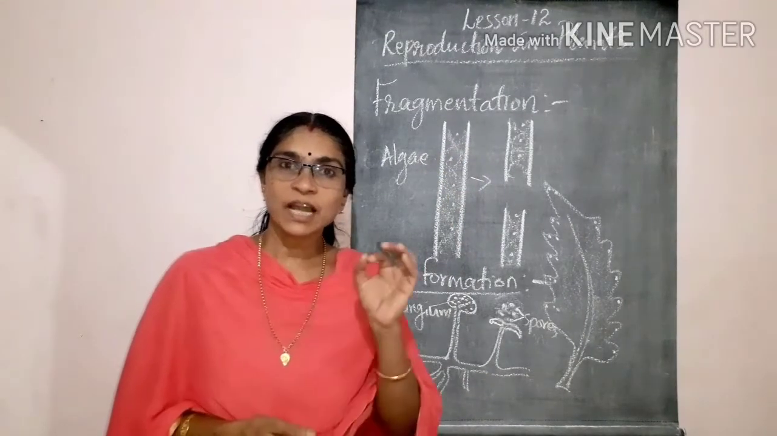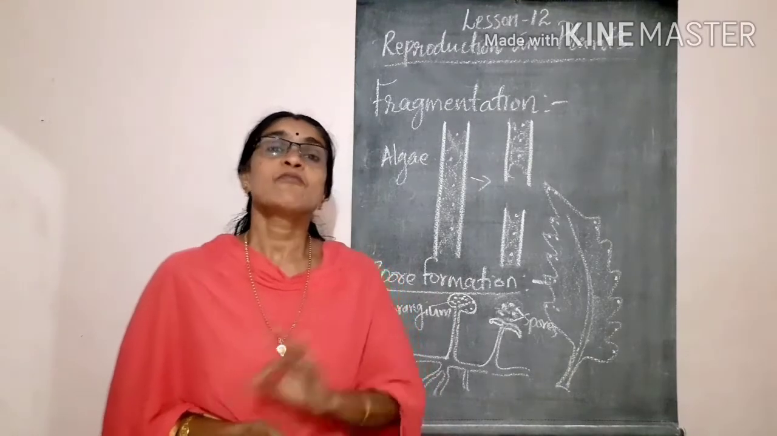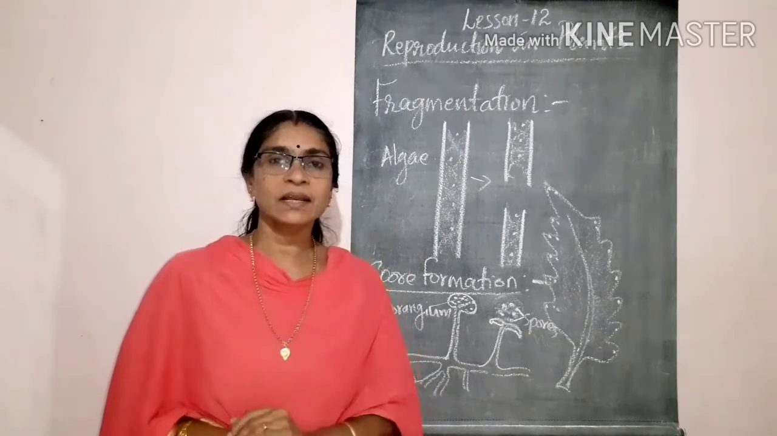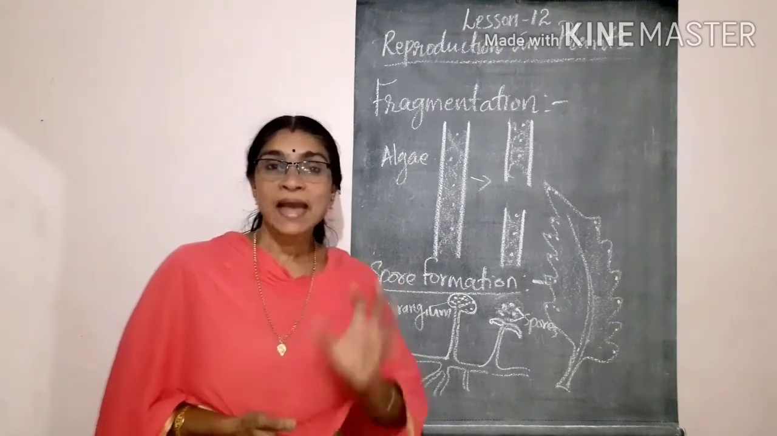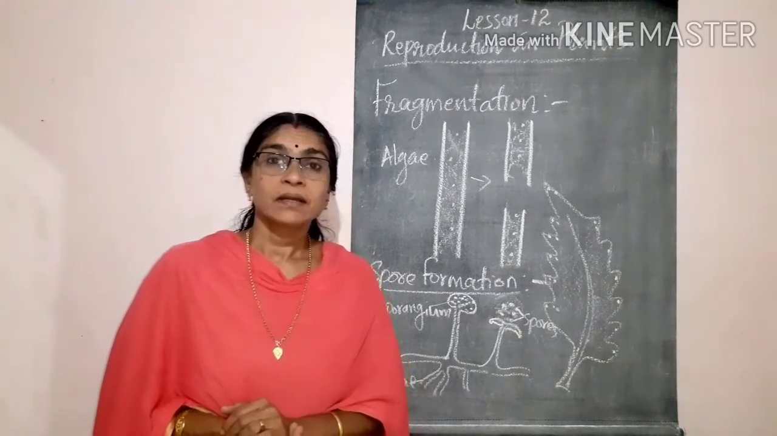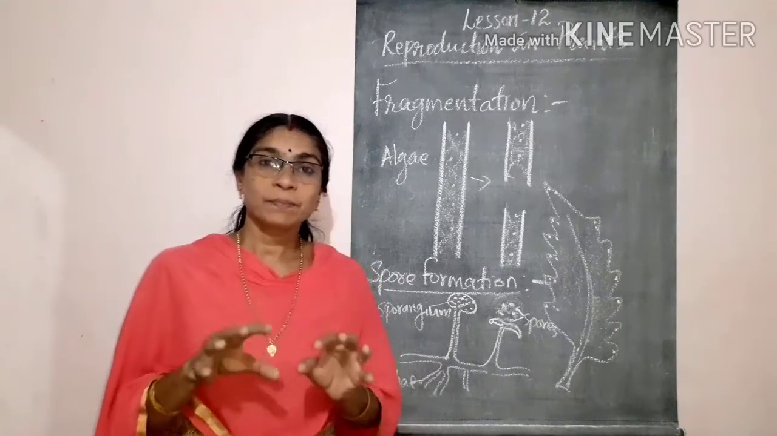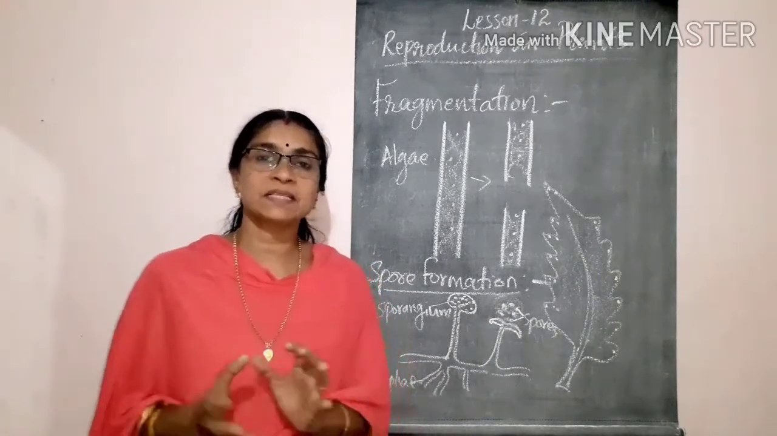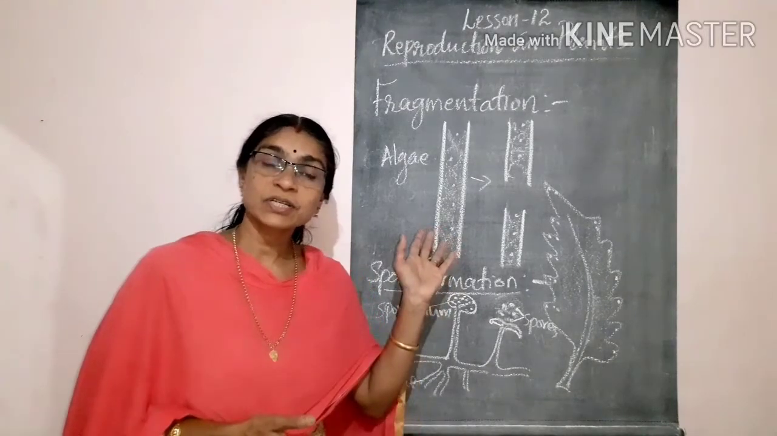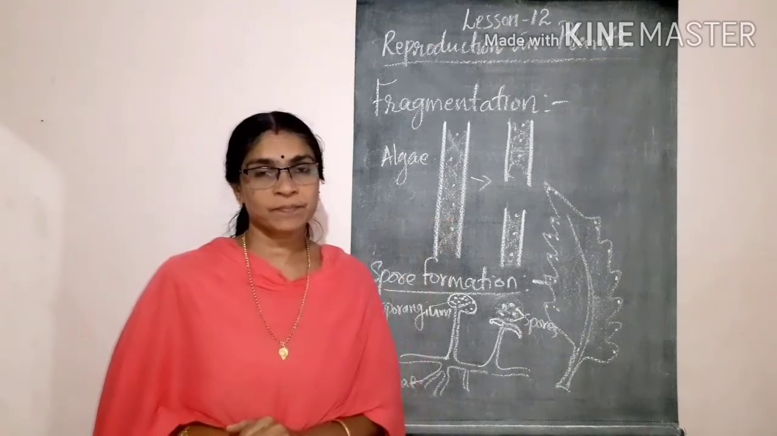Okay, what is the type of reproduction that takes place in algae? Fragmentation. It is a means of asexual reproduction where the parent cell, when it matures, gives rise to pieces, and each piece forms a new individual. This type of reproduction is called fragmentation.